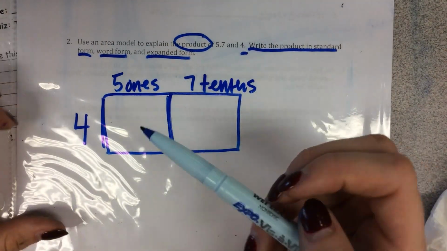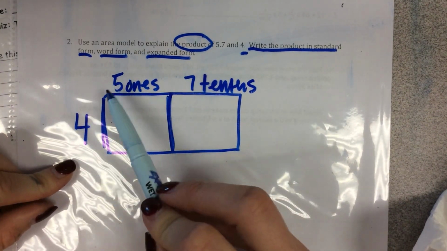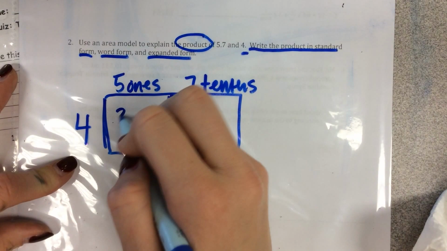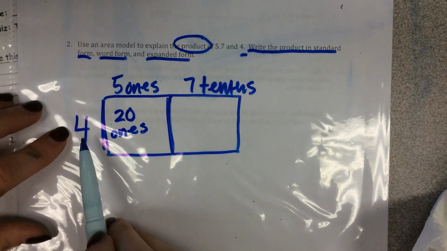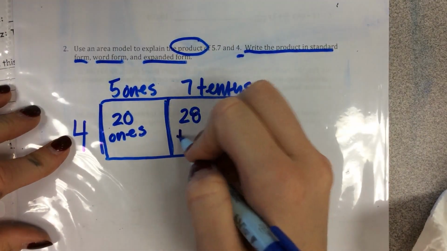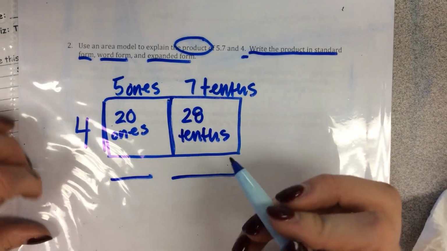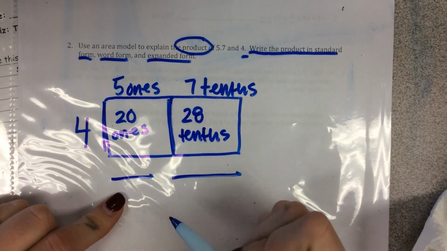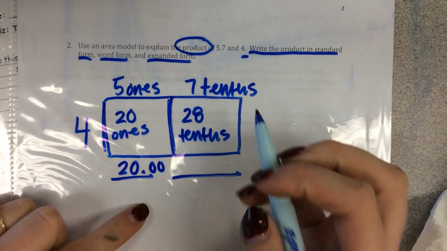Now, just like when finding the area, we have to multiply length times width. So let's do the first one. 5 times 4 is 20, and let's label it because they're ones. Go to the next one. 4 times 7 is 28 tenths. Now let's come down and write our partial products in standard form down here. So 20 ones in standard form is just 20. You can put some zeros after it if you'd like.